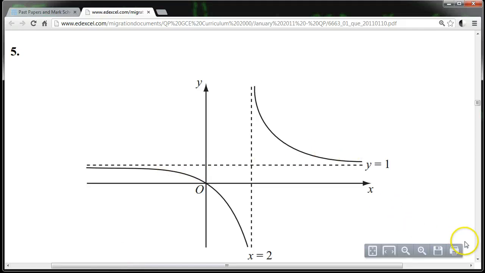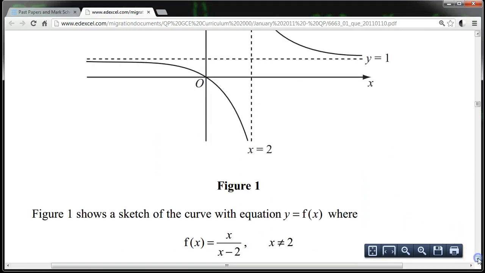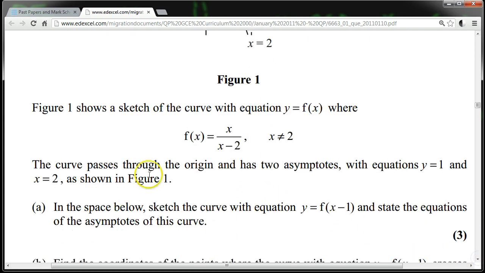Here's a sketch of a curve, figure 1. So figure 1 shows a sketch of the curve with equation y equals f of x, where f of x is equal to x over x minus 2, x doesn't equal 2. The curve passes through the origin and has two asymptotes with equations y equals 1 and x equals 2 as shown in figure 1.